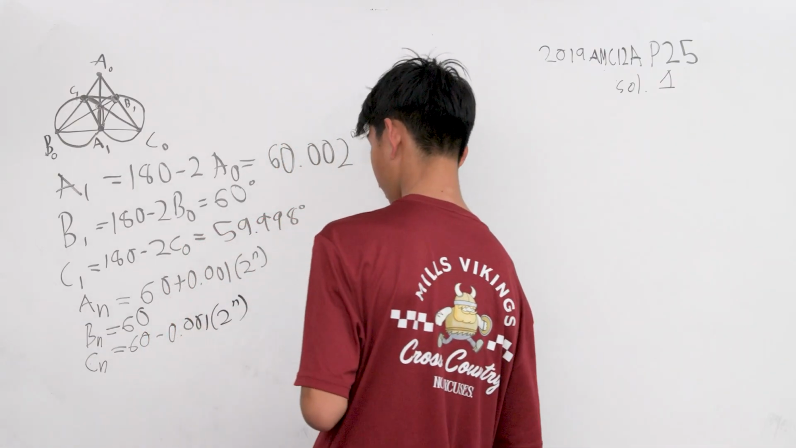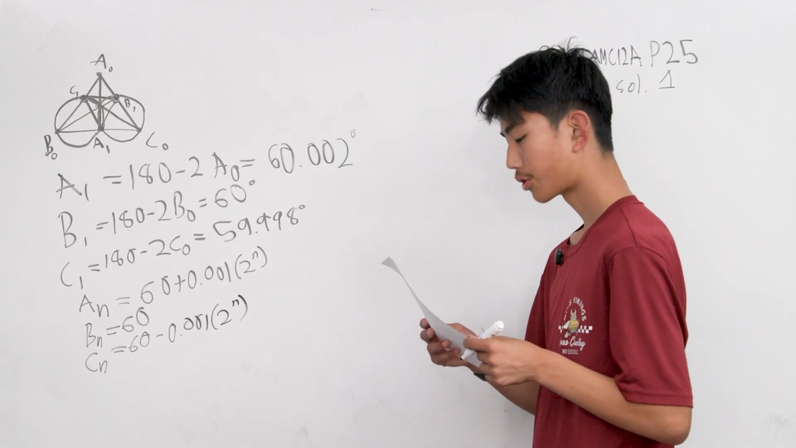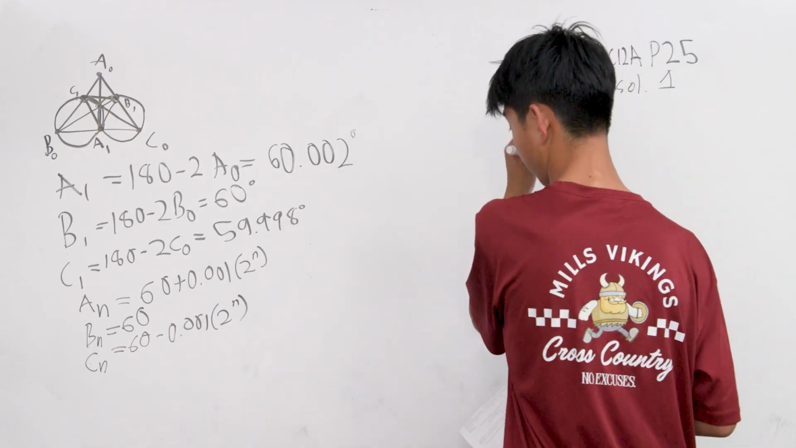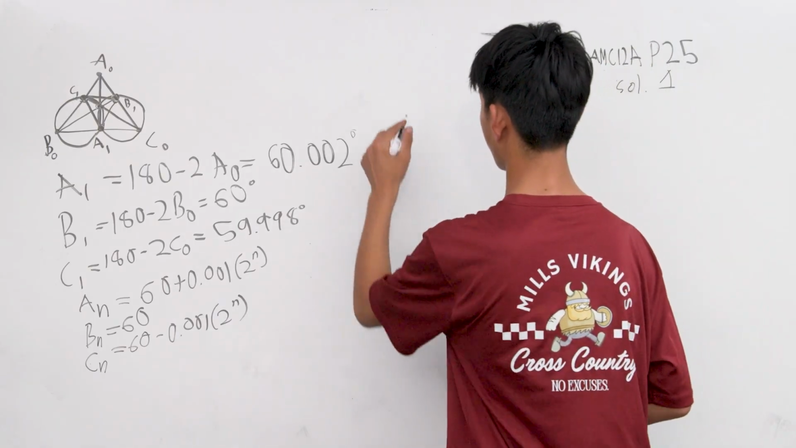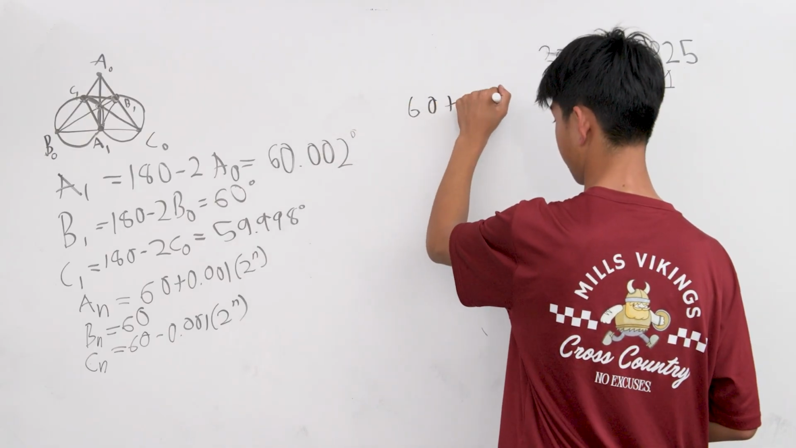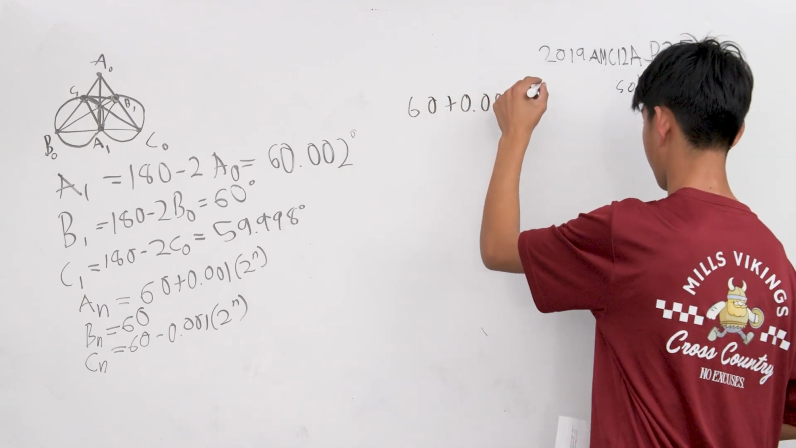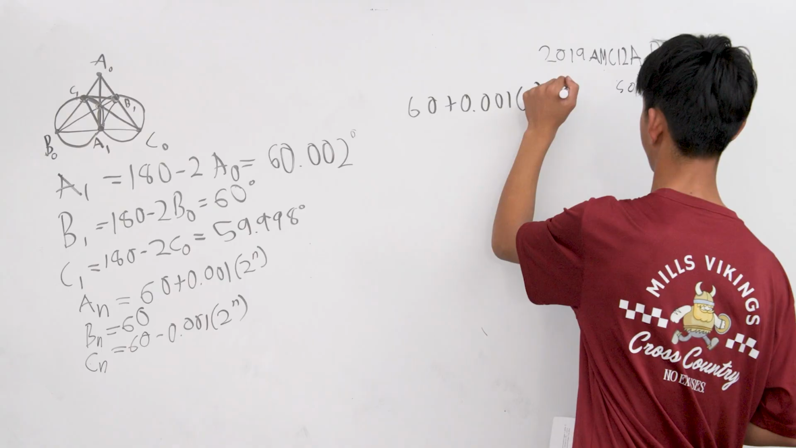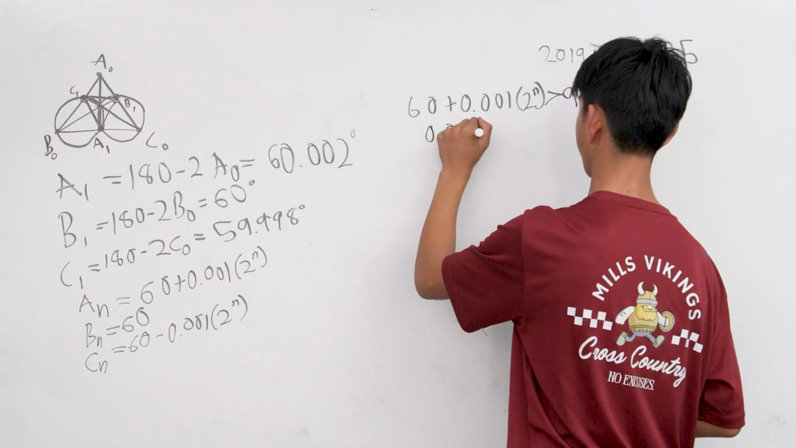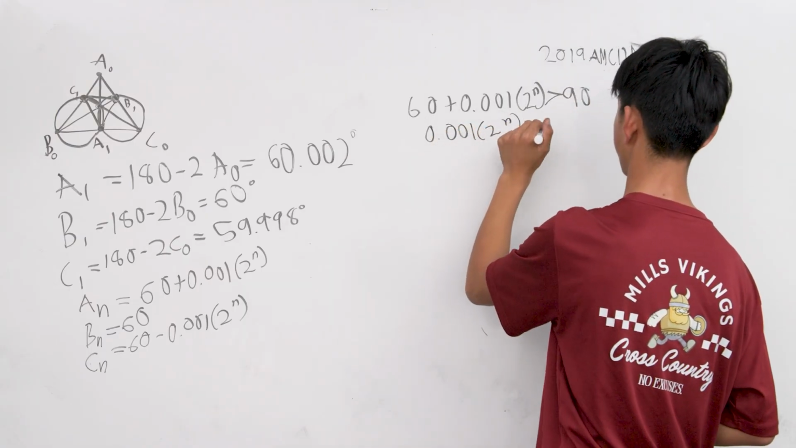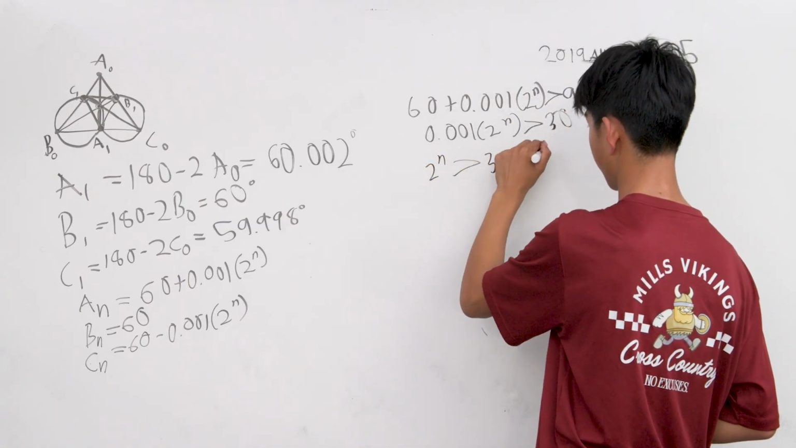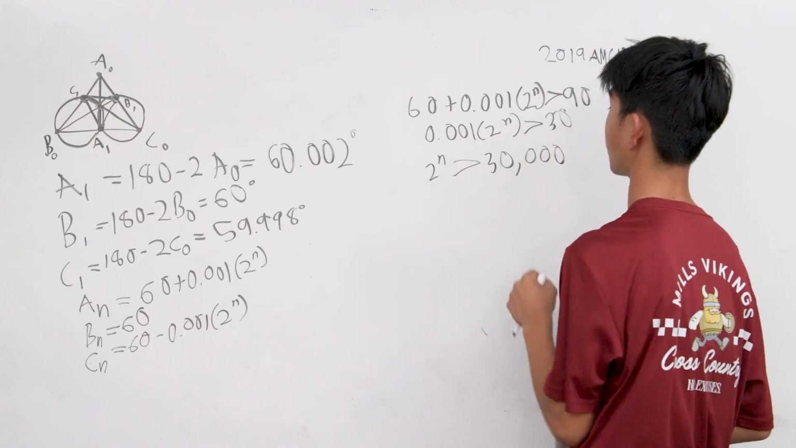We want it to be an obtuse triangle. So for our answer, we know that A sub n, or 60 plus 0.001 times 2 to the power of n, has to be greater than 90 degrees. Subtract 60 from both sides: 0.001 times 2 to the power of n has to be greater than 30. 2 to the power of n has to be greater than 30,000 when you multiply both sides by 1,000.